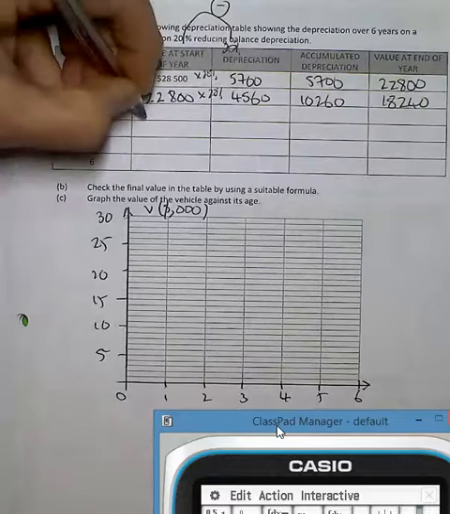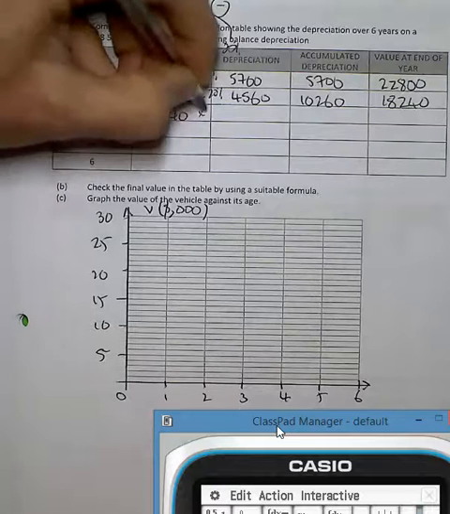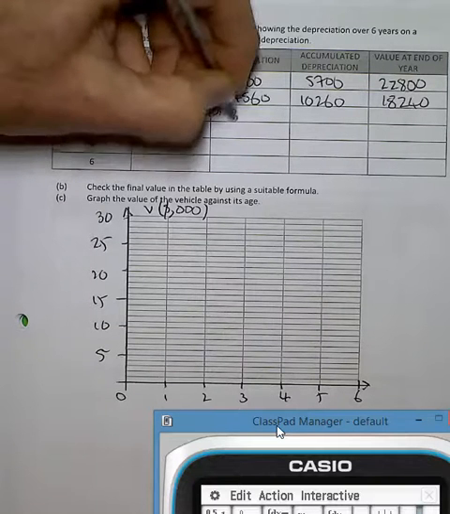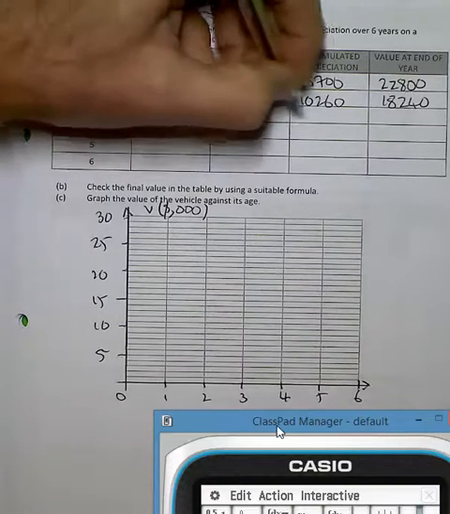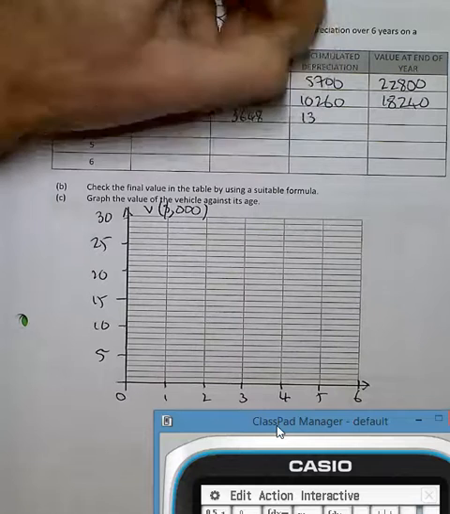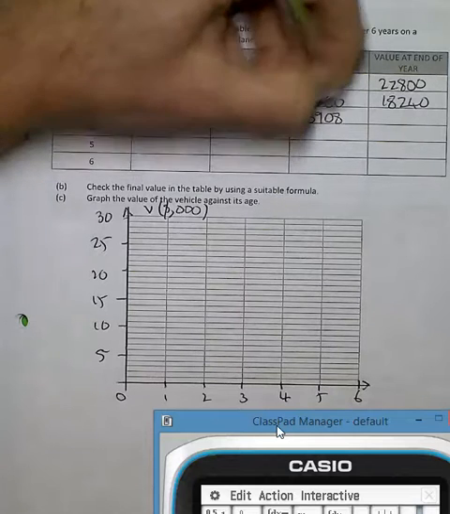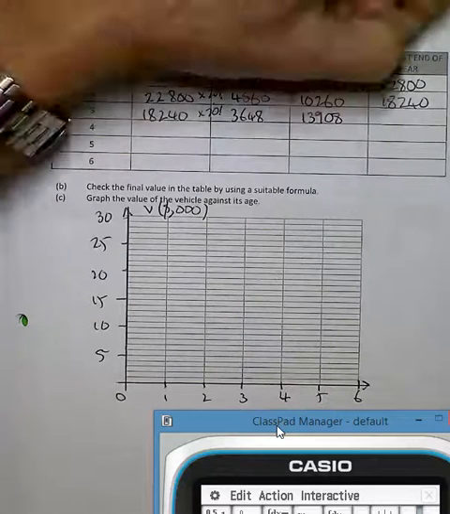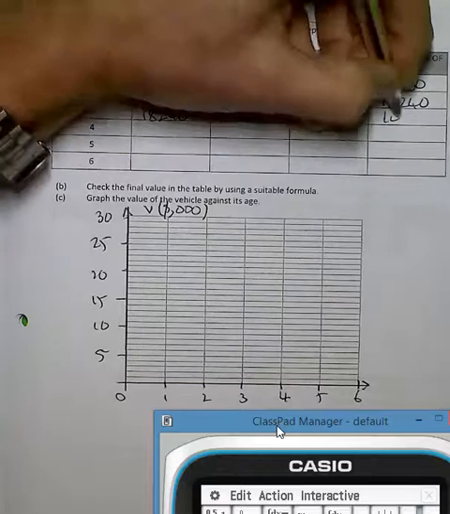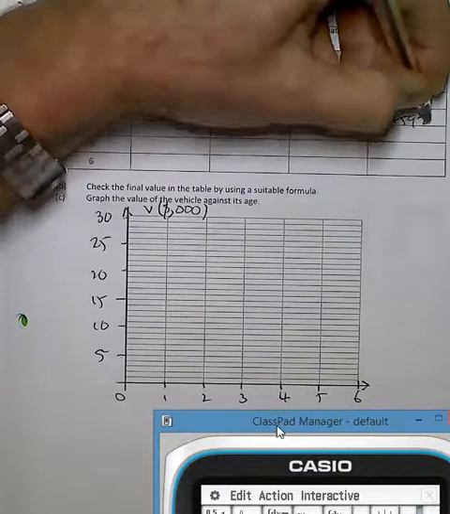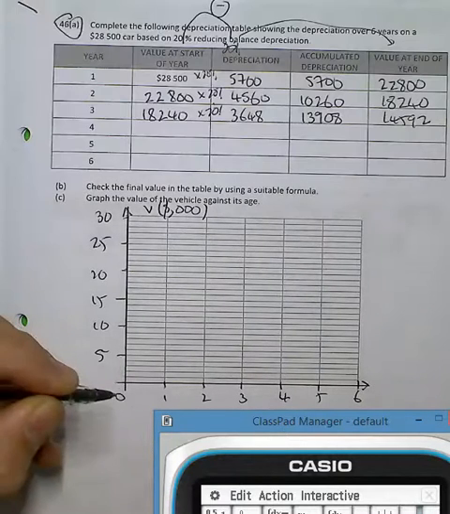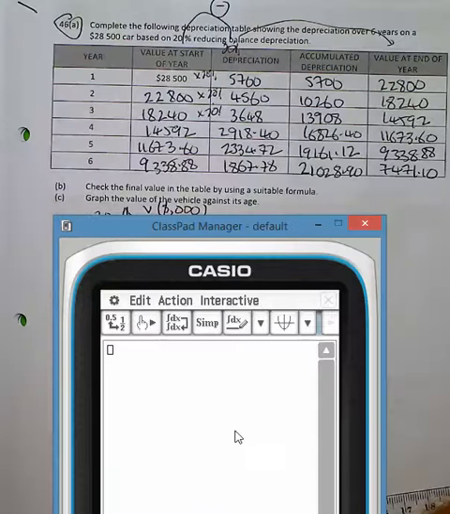So the 18,240 starts the next year. I multiply that by 20%. Do the addition to the accumulator, and then the subtraction for the value at the end of the year. Now I'll just pause the tape and finish off the rest of the table. So you can see now the completed figures.